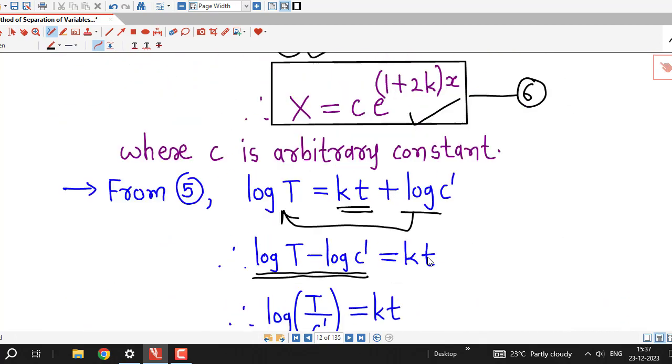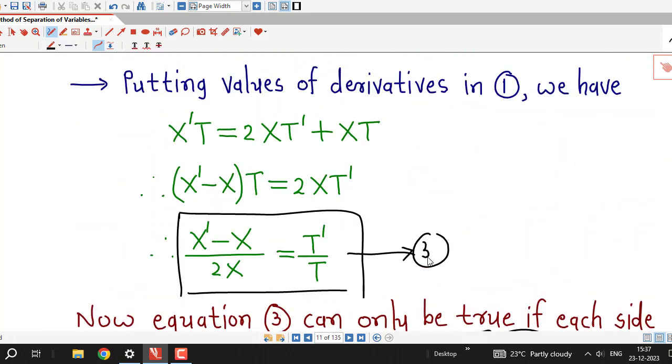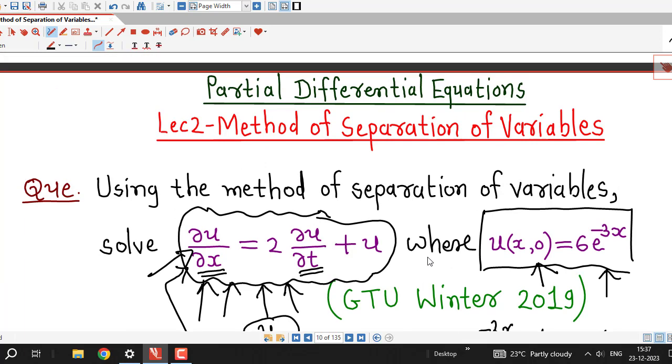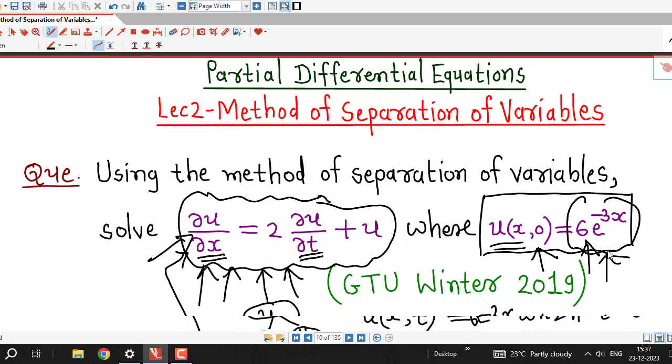Now we are interested in the solution of the given partial differential equation which satisfies the given condition. The given condition is that at t equal to 0, the value of function u is 6 times e raised to minus 3x.